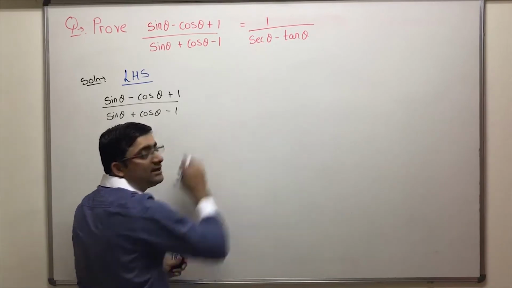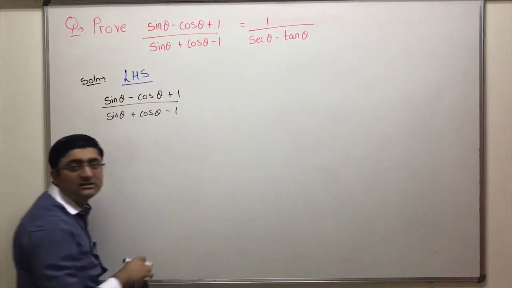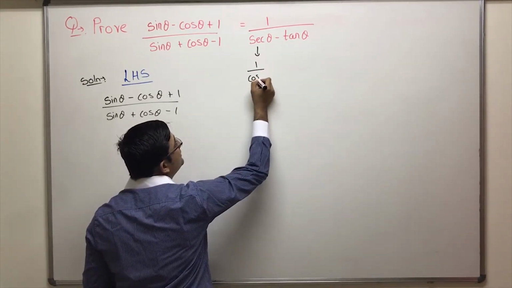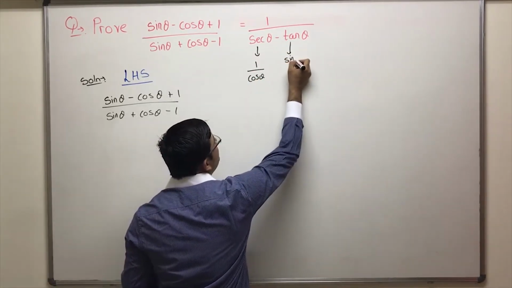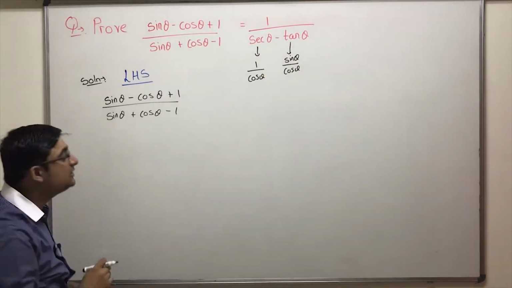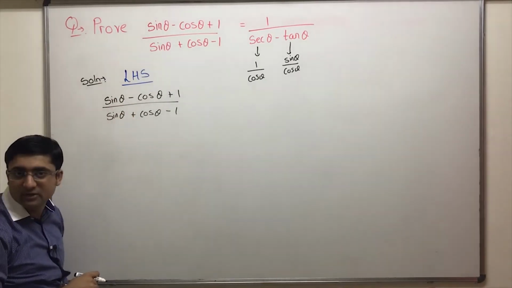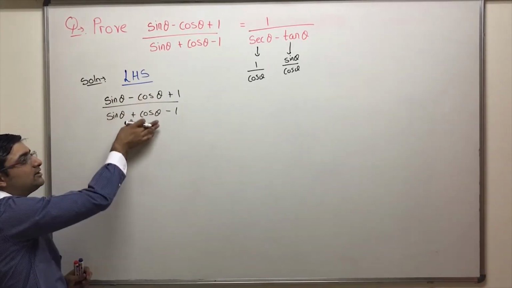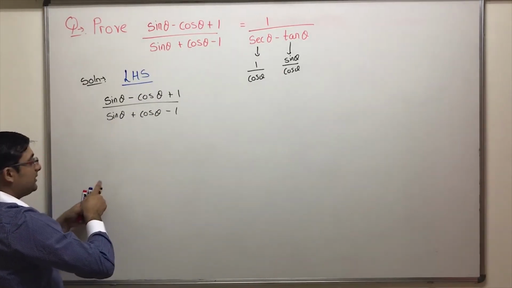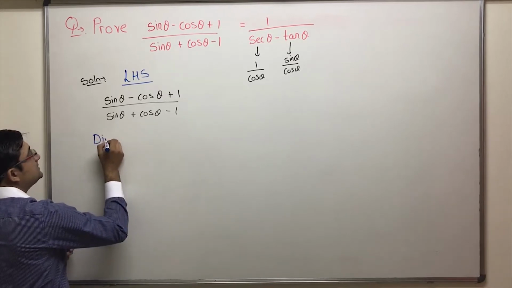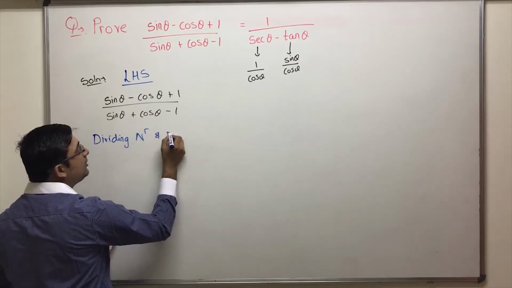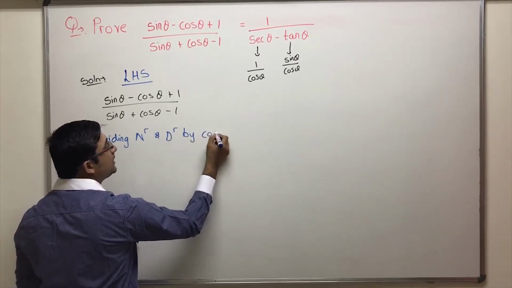What is sec? It is 1 by cos. What is tan theta? Sin theta by cos theta. So in both the cases, I have cos theta in the denominator. So somehow I have to get cos theta in the denominator. So what we're going to do is divide the numerator and denominator by cos theta. Why? So that we get cos theta in the denominator, right? I'll write over here, dividing numerator and denominator by cos theta.